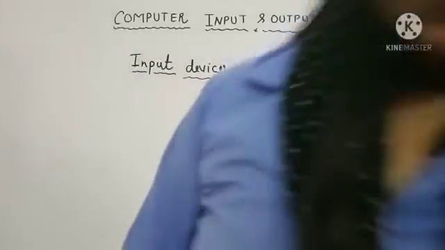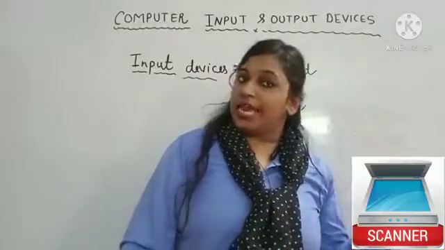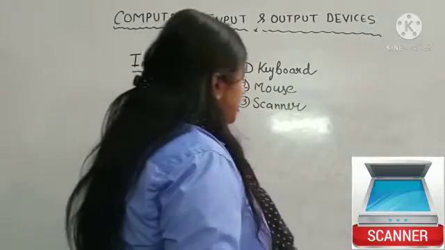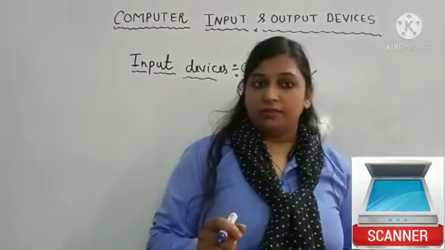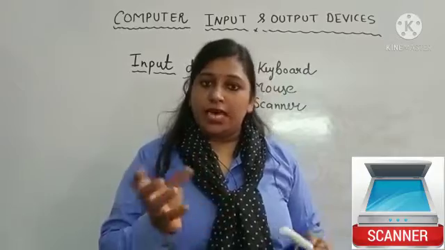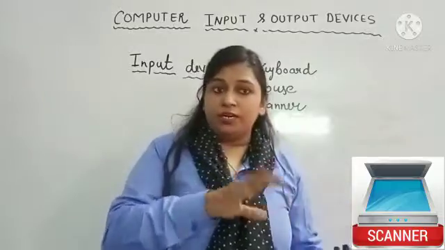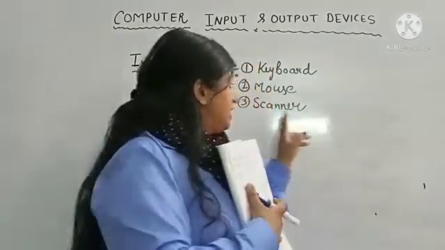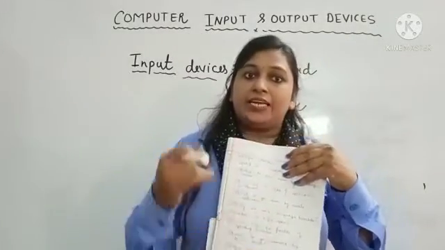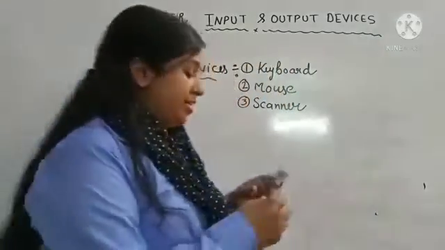So the third input device is our scanner. It is a very important input device, the scanner. So the question is, what is the use of a scanner? As you know, a scanner is an input device used for entering something into a computer, right? A scanner scans this whole page, converts it into electronic form and sends it to the computer, right?